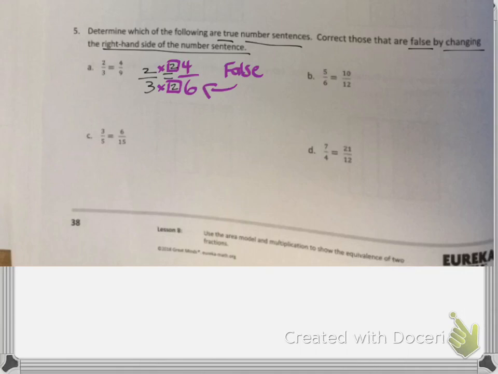So let's do the next one together and let's see if this is a true number sentence or a false number sentence. And if it is false, we need to change the second fraction. All right. So let's go with 5/6 and 10/12. And we need to multiply. It looks like 5 times 2 is 10, so this needs to be 2 as well, and it is. So 6 times 2 is 12, so this is true. All right. I'd like for you to do C and D on your own and tell me, are they false? Are they true? If they are false, you need to change that second fraction to make it true.